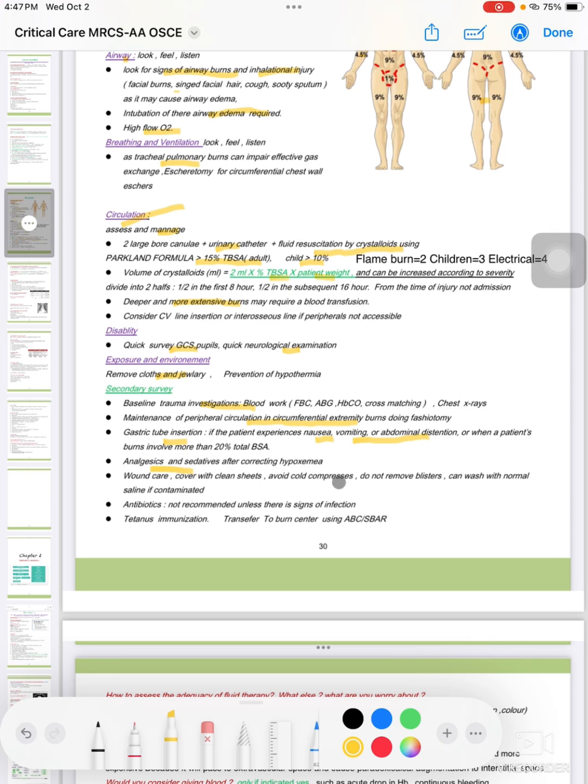Wound care: cover with clean sheets, avoid compresses, don't remove blisters, can wash with normal saline if contaminated. Just remove the blisters if they are contaminated. Antibiotics are not recommended unless there are signs of infection. Okay, tetanus immunization and transfer to a burn center after resuscitation.